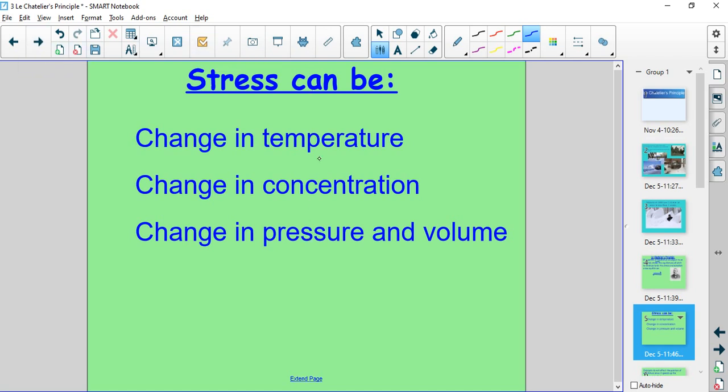The three stresses we're going to be looking at for the course are temperature change, which can mean an increase or decrease in temperature; also a change in concentration, so a certain reactant or product can increase or decrease in concentration; and then finally, a change in pressure and volume. These are really related, so I'm going to count them as just one.